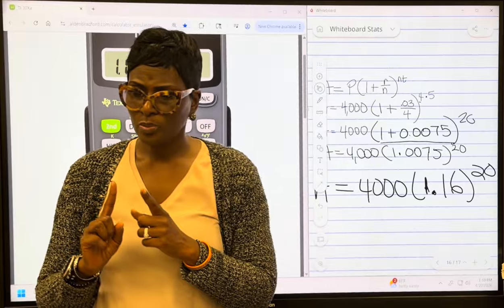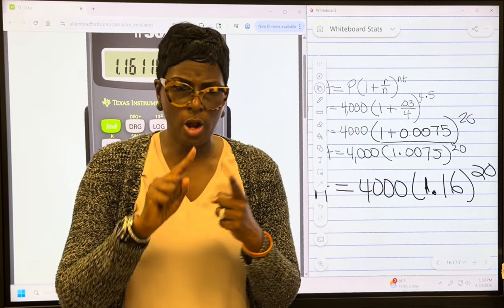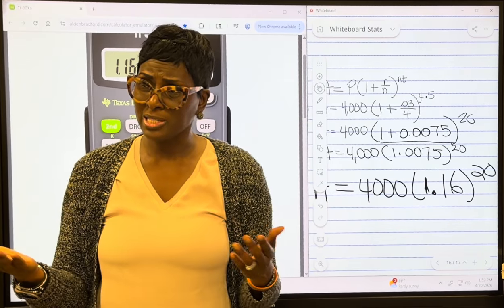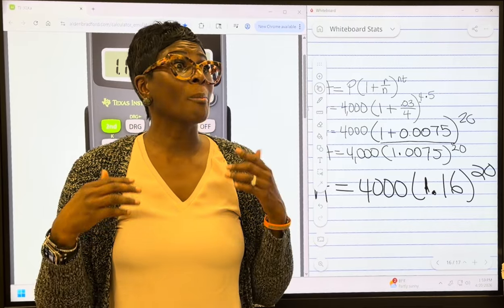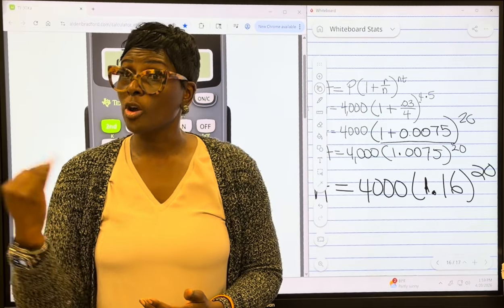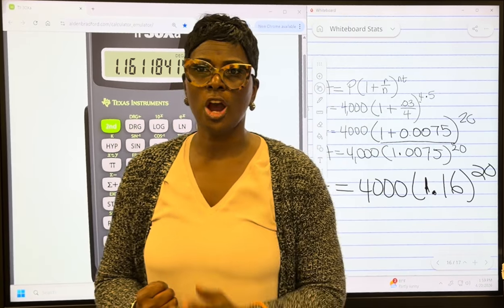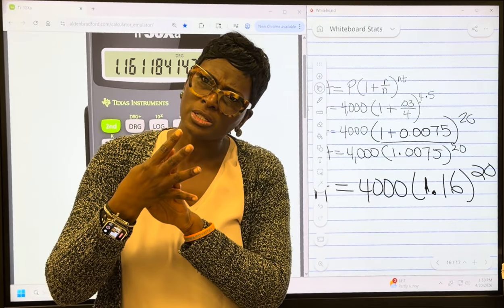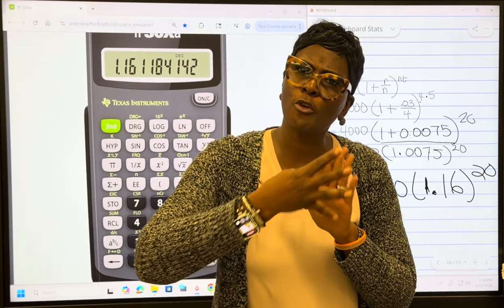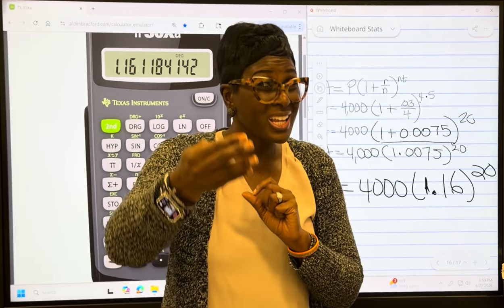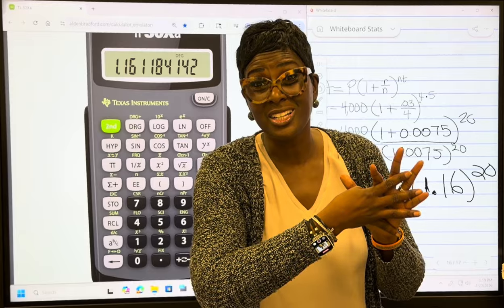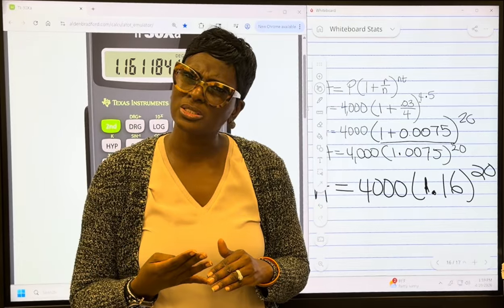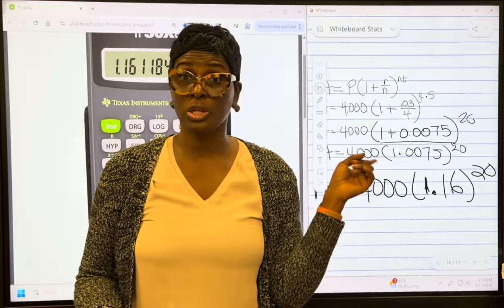Watch this. How often are they getting paid interest? Quarterly. How many times is that? 3 months. How many times is that? 4 times a year. How many years are they keeping their money there? 5. So if you're getting it 4 times the first year, you're getting paid interest another 4 times the second year. You're getting interest another 4 times the third year. It's going to happen the 4th year and the 5th year. How many times are you being paid interest? 20. So should that 20 be there?